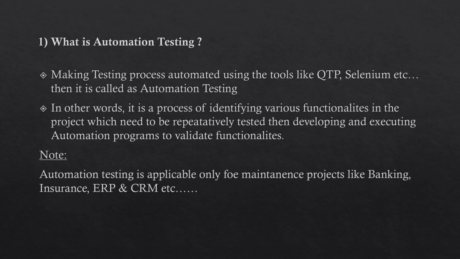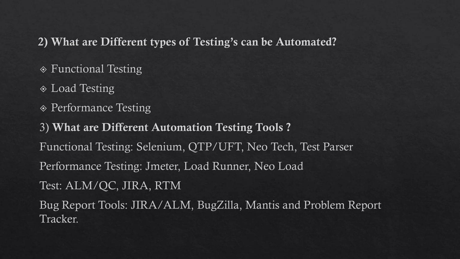And also we need to make a note here: automation testing is applicable only for maintenance projects such as banking projects, insurance projects, ERP projects and CRM projects, etc. Okay, moving to the next question: what are the different types of testing that can be automated?